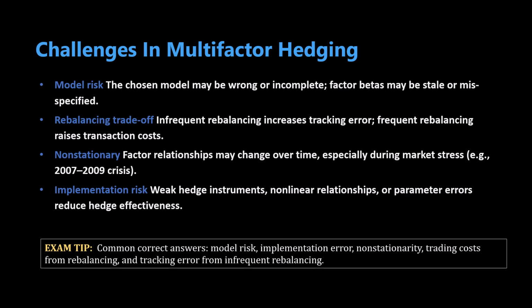That is, factor relationships may change over time. In this case, betas estimated from historical data may not remain stable, especially during crises or structural market shifts. The fourth challenge is implementation risk. Real hedge instruments may not be pure, markets may be illiquid, and non-linear payoffs such as those from options can complicate the exposures. For exam purposes, these 5 phrases should be easy to recall: model risk, implementation error, non-stationarity, trading costs, and tracking error.